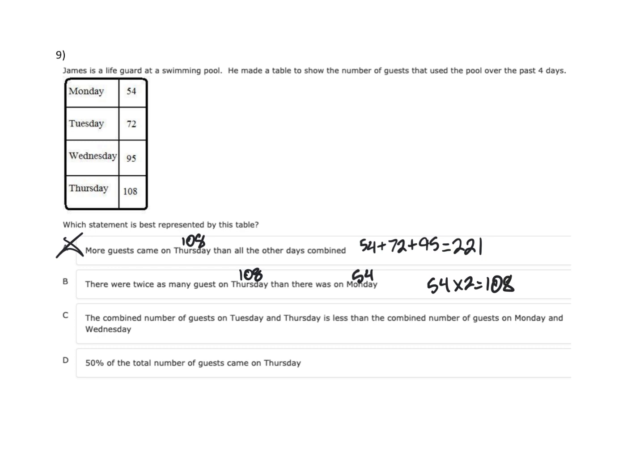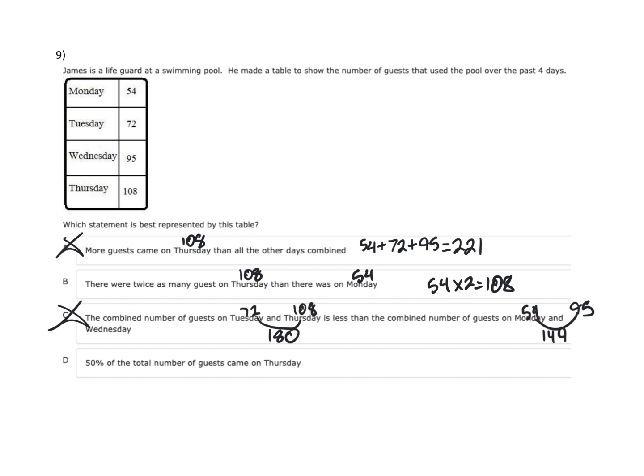But let's keep checking the rest just to make sure. C says the combined number of guests on Tuesday and Thursday. So Tuesday was 72, Thursday was 108. Together, those add up to be 180. Is less than the combined number of guests on Monday and Wednesday. So Monday is 54, Wednesday is 95. Those together are 149. So since 180 is more than 149, C would be incorrect.